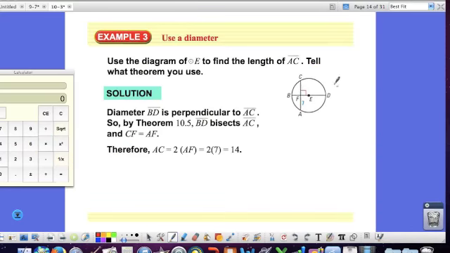Use the diagram of E to find the length of AC. Tell what theorem you used. So diameter BD is perpendicular to AC, so this is a bisector. This is AC. If this is 7, then FC is 7. So 2 times 7 is 14.